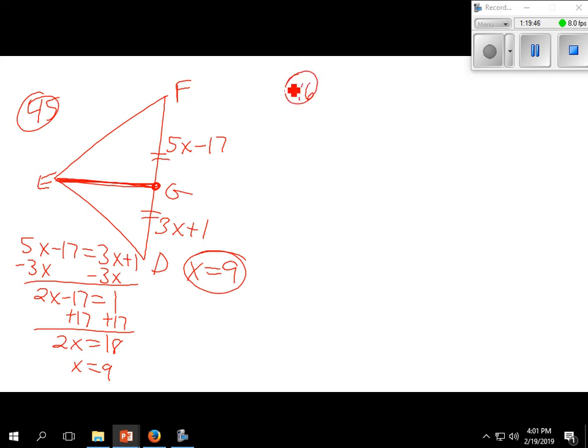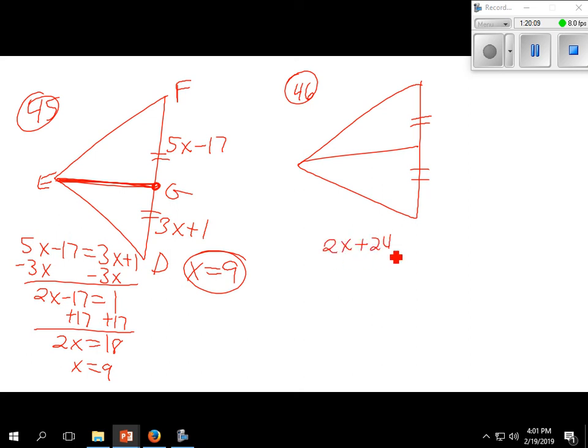46. Says find x, and they give you this, and they tell you that SU is a median, so it's sort of the same idea. If this coming down through here is a median, then that means this part has to be congruent to this part. So the equation we're going to set up, remember that's a plus sign, not a division sign.